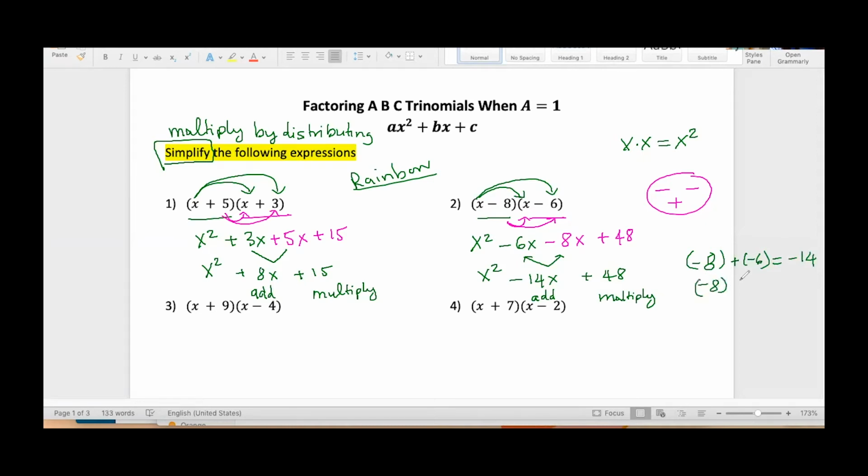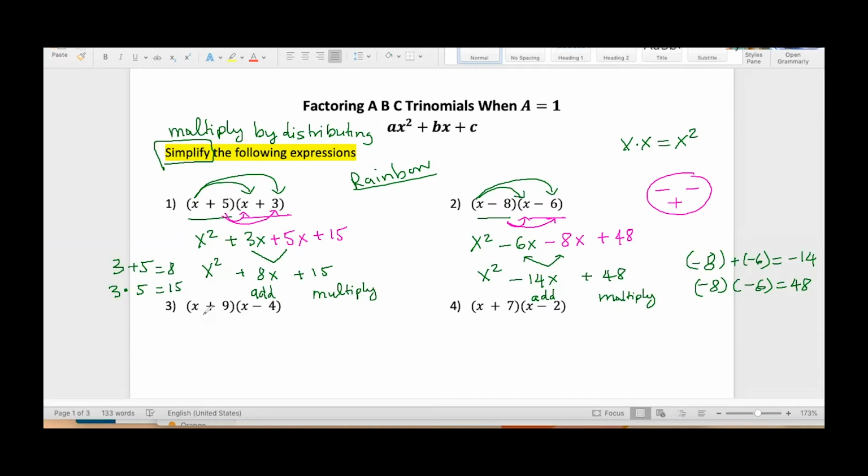Negative 8 times negative 6, giving you 48. Same thing over here, 3 plus 5, give you 8. And 3 times 5, giving you 15. So this is the rule that we're going to use for almost pretty much the rest of them.